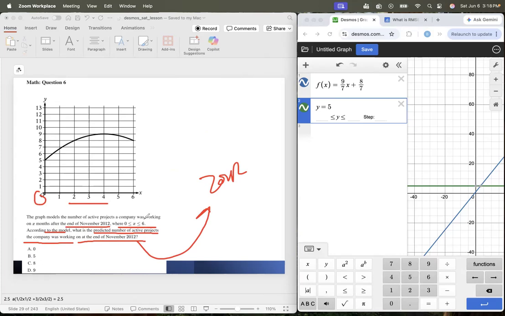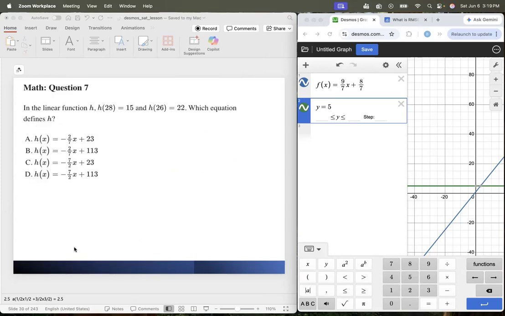Common sense strategy. SAT does not want you to fail it. This is it. At the end of November, the questions start with X at the end of November. Well, these start at 0 at the end of November. 5 right here. Answer choice 5. Don't panic. It's right there in front of you, staring at you.